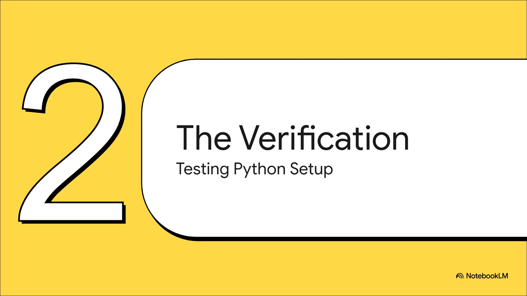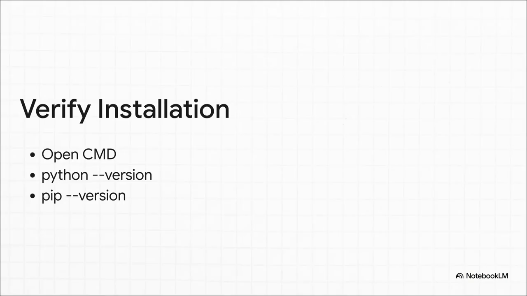Moving on to phase 2, the verification, testing your Python setup. We don't just want to assume the installation worked, right? We want that cold, hard proof to really build your confidence. So open up your computer's command prompt and type python --version. If you see a version number come back, the engine is roaring. Next, type pip --version. Pip is basically Python's built-in tool for adding extra features later on. Seeing version numbers for both means everything is perfectly linked up.